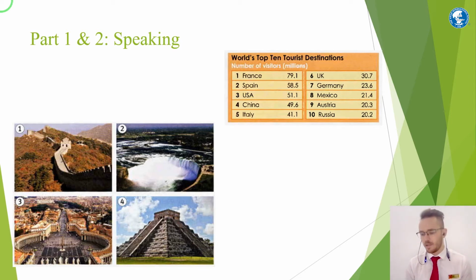So, have a look at picture number 1, please. Do you know where this place is? Do you know anything about this place? Would you like to visit it, and why? Please pause the video to answer. Number 2, can you guess where this place is? Can you give me information about it? Would you like to visit here, and why? Please pause the video again.